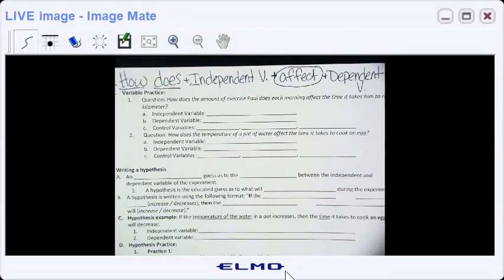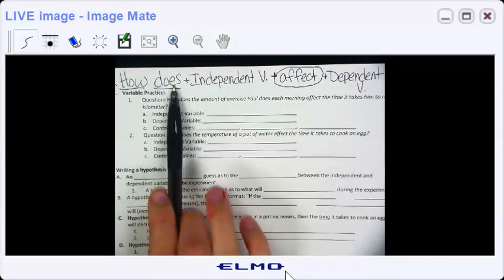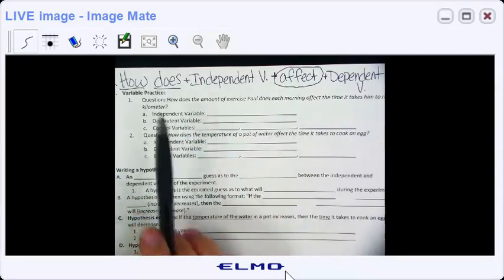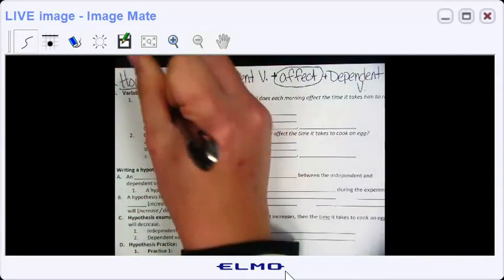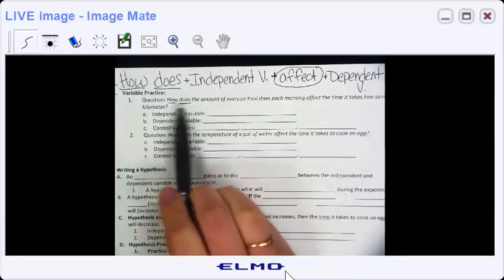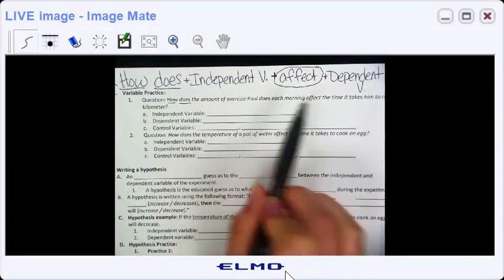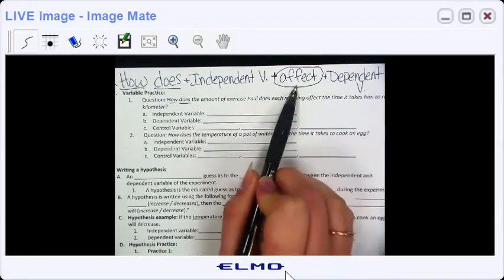So when we read a question, I like to do exactly this. I like to underline how does and circle the word effect. So as I read my question, I see the words how does. I'm going to underline it. How does the amount of exercise Paul does each morning affect? Well, what do I do with the word affect? I like to circle it.